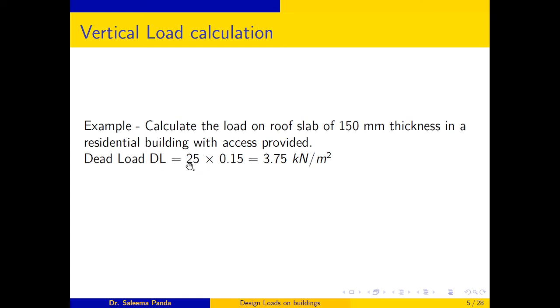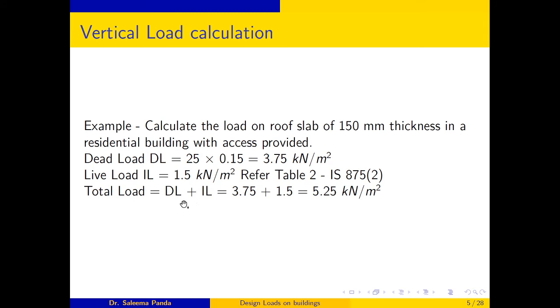If I'm using RCC, I've used 25 into the thickness, which is 150 mm. In meters, I've used 0.15. So your load is 3.75 kN per meter square. Then coming to the live load or imposed load. In the IS code, they have used IL. IL stands for imposed load. So imposed load is 1.5 kN per meter square. This is given if you refer to Table 2 in IS 875 Part 2. The load on the roof with access provided is 1.5 kN per meter square. So the total load is dead load plus live load, which is 3.75 plus 1.5, 5.25 kN per meter square.